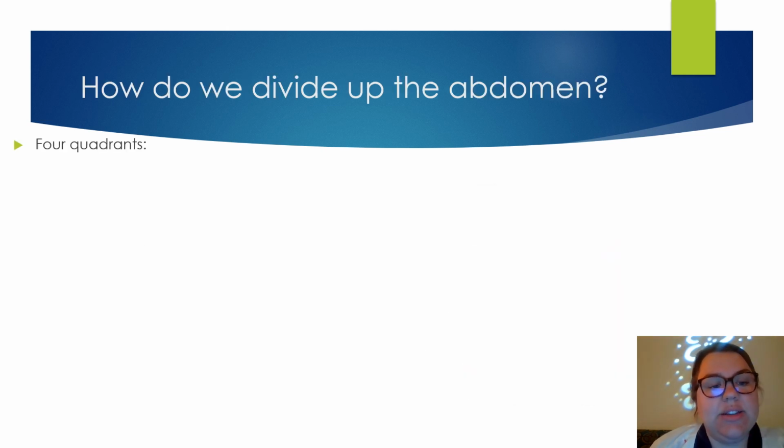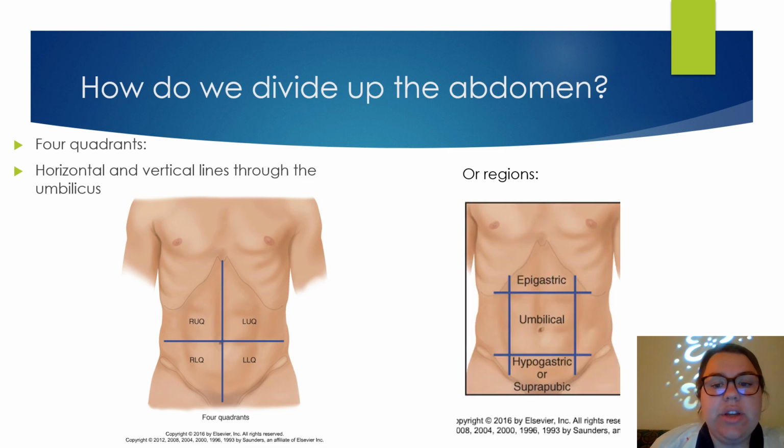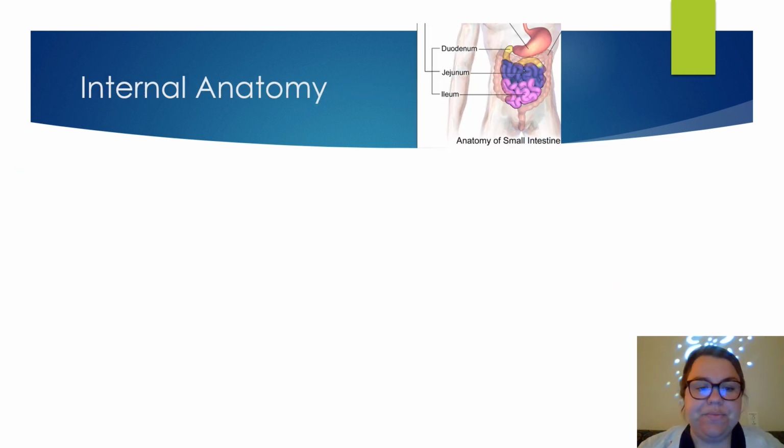So how do you divide up the abdomen? We talked about this in class. You divide it up into 4 quadrants, with horizontal and vertical lines through the umbilicus, or you can also divide it into regions. So you're going to have your epigastric, your umbilical, your suprapubic, or your hypogastric.